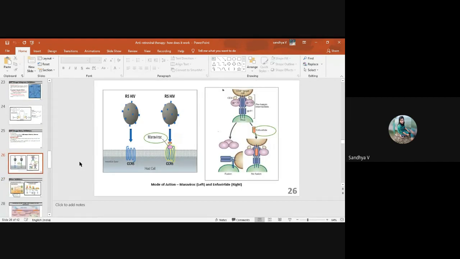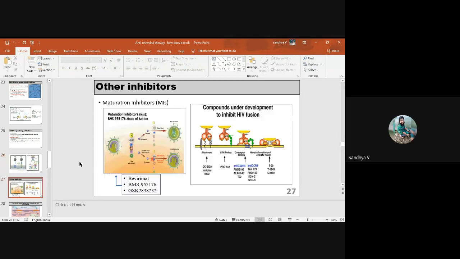As you can see, maraviroc binds at CCR5. For a virus that uses this co-receptor for its entry, it will stop the virus from entering and infecting the cell. And enfuvirtide stops the fusion of the HIV. As I said, with the help of envelope GP120 and GP41, this virus makes use of the CD4 receptor and starts fusion with the host cell. With the help of enfuvirtide, it will not get fused to the host cell.